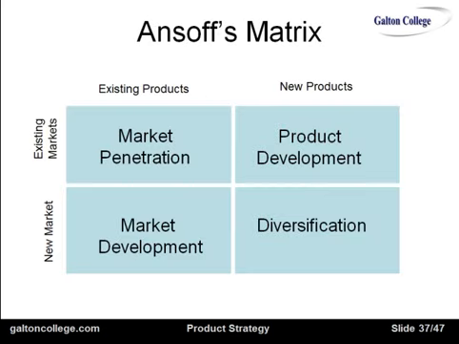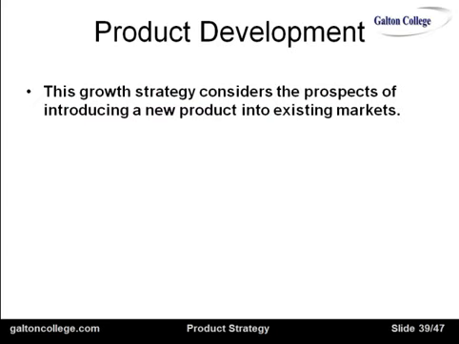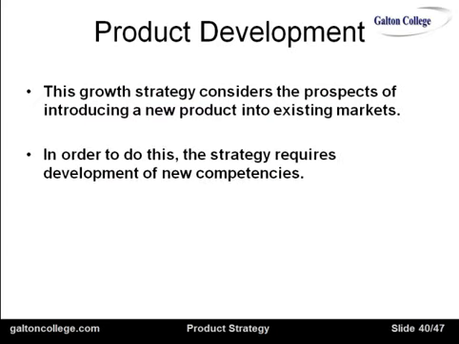Back to the matrix. We've looked at existing products. Now let's look at new products, and let's look at new products in existing markets, which is called product development. New products, existing markets. So it's a new product into an existing market. This requires development of new competencies. So new skills, new products need to be developed for the existing market.